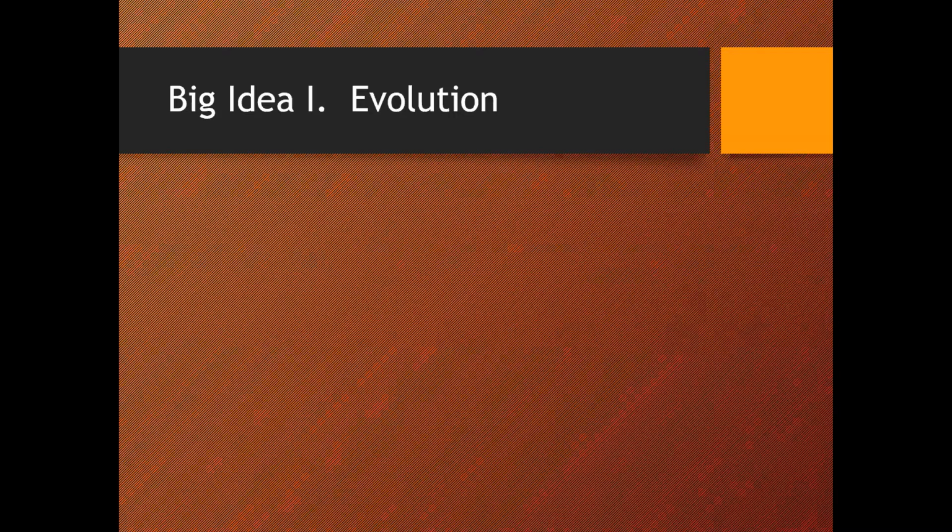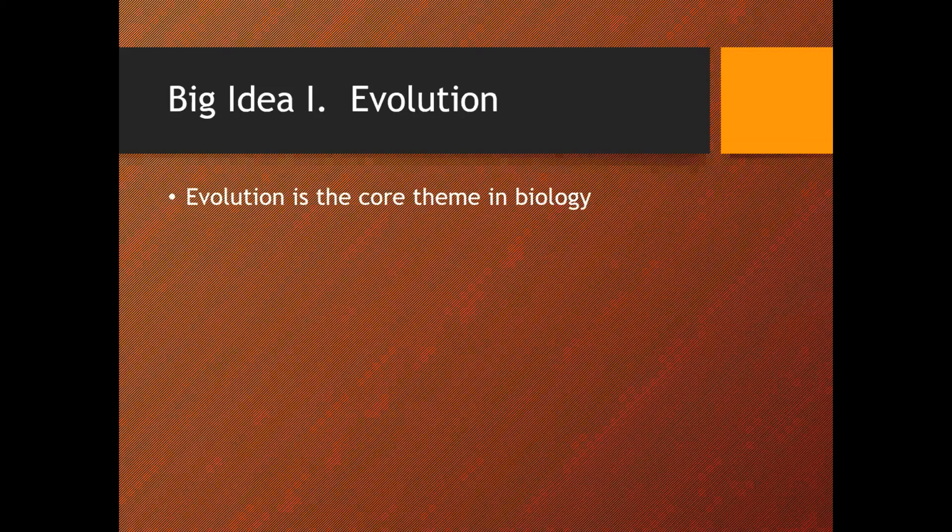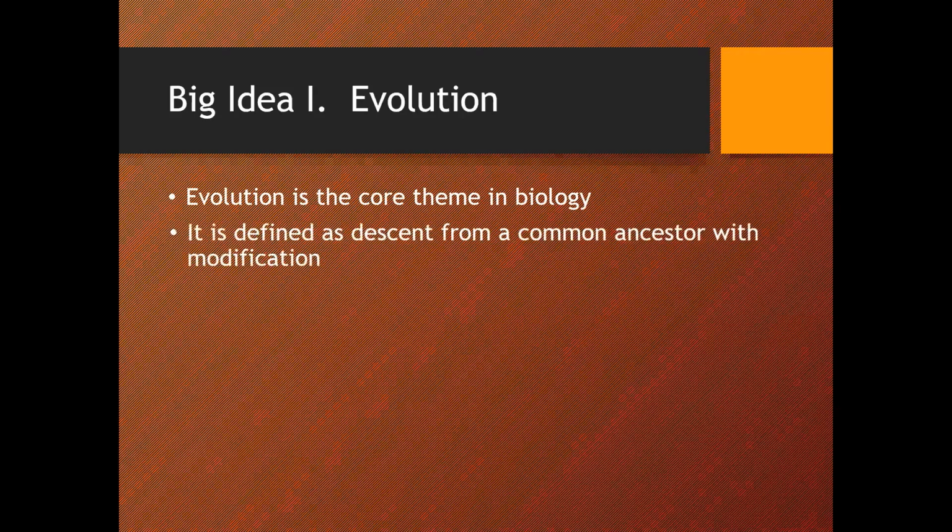The College Board in their new syllabus has it going as Unit 7, but at my school, we strongly believe that you need to start with evolution, and evolution frames your thinking through every other unit of the course. So it is one of the College Board's big ideas, and it is the core theme in biology. It's defined as the descent from a common ancestor with modification.